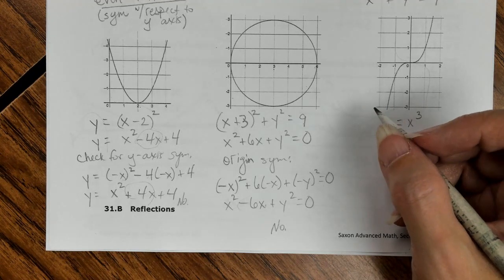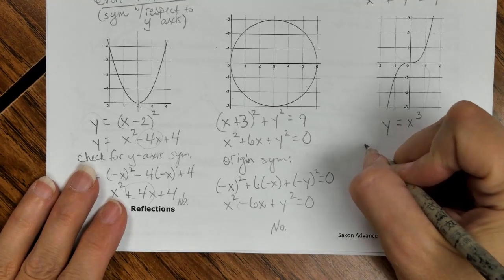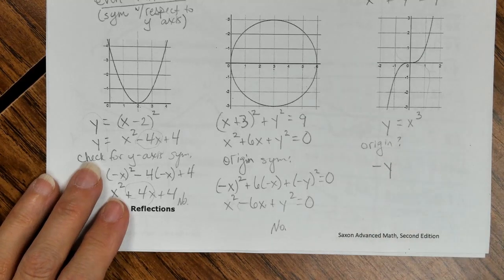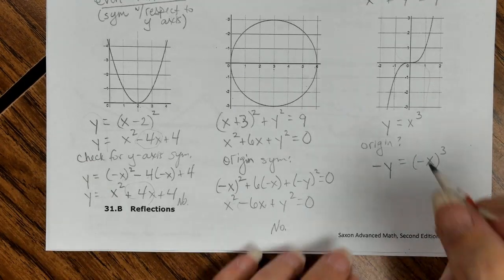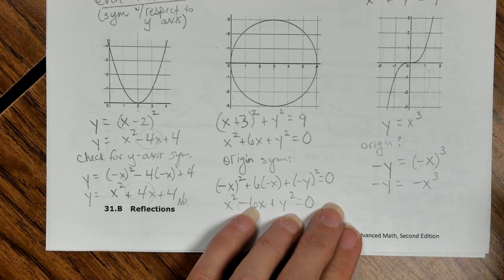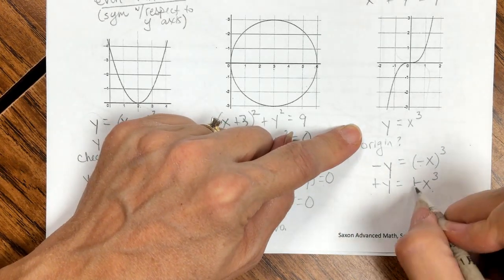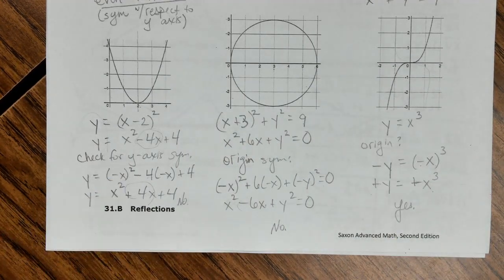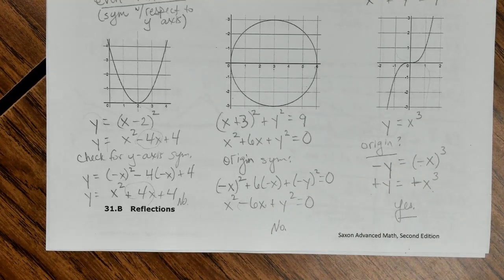For origin symmetry, we change the sign of both. So I'm just going to write origin, because we're checking that. And so we change the sign of the y, and we change the sign of the x, so we're cubing negative x. Okay, so negative y equals, and when we cube a negative, we still have a negative. That doesn't quite look the same, but if you took a negative 1 times both sides, you're getting y equals x cubed. They are the same. And yes, it is symmetric with respect to the origin. Nothing else, but it is symmetric with respect to that.